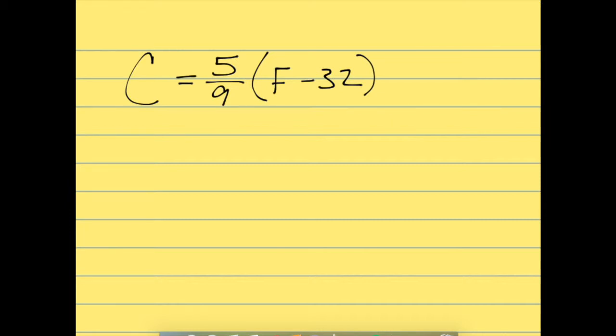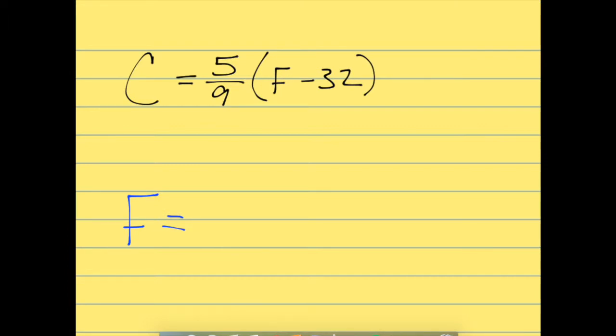Now, imagine you're visiting another country where the temperature is measured differently than it is in America. For instance, Canada measures their temperature in degrees Celsius. And so if we have a temperature amount in Fahrenheit, we might use this formula to convert it to Celsius. But if I know the temperature in Celsius and I want to convert it to Fahrenheit, I'm going to need a different formula. I'm going to need an F equals in terms of C. So I want to solve that equation for f.